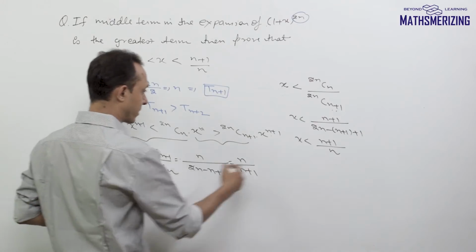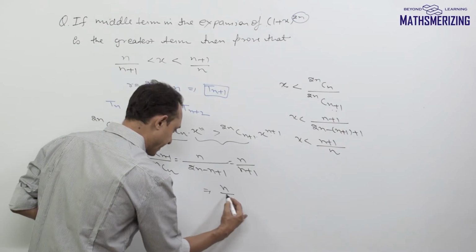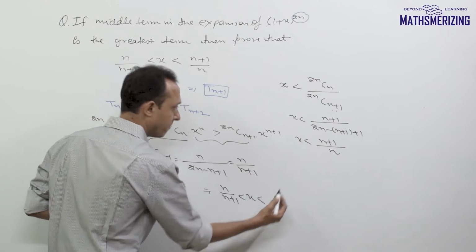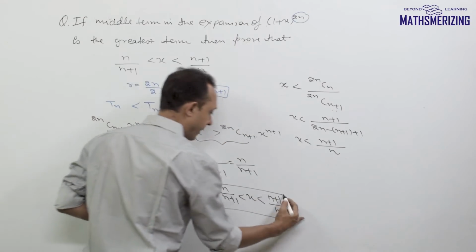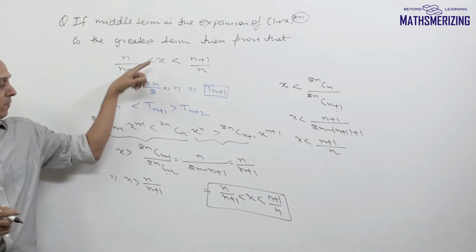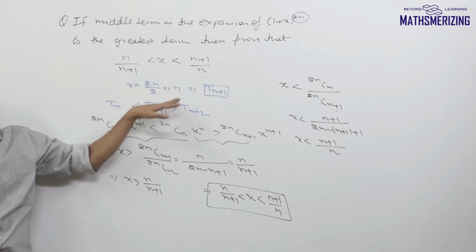So combining the two conditions, I'll get the value of x should be greater than n upon n plus 1, but it should be less than n plus 1 upon n. So this is how we can prove the value of x should lie between n upon n plus 1 and n plus 1 upon n.